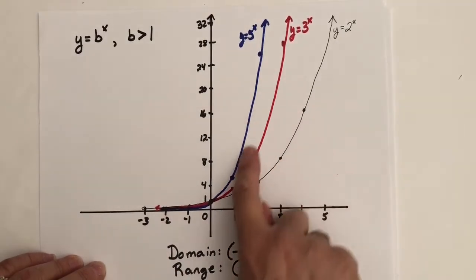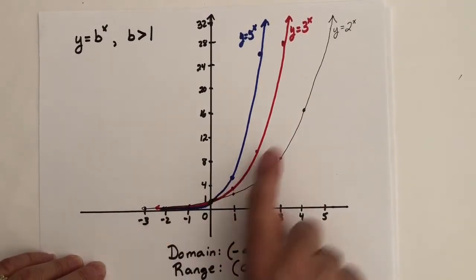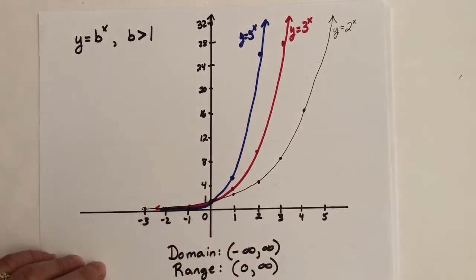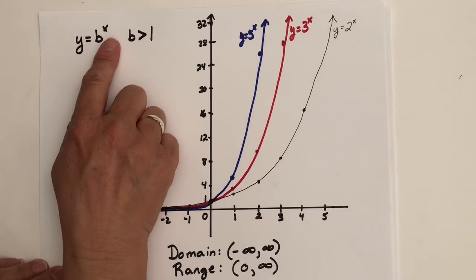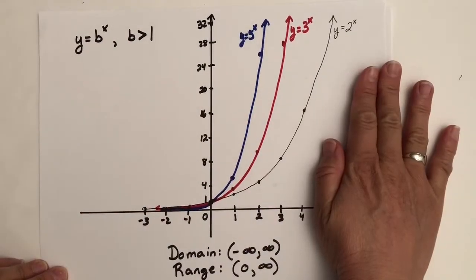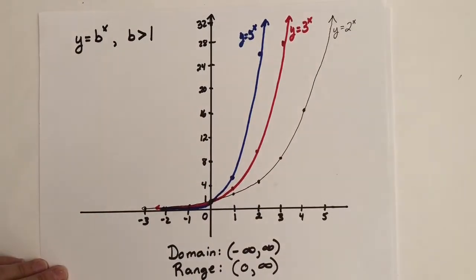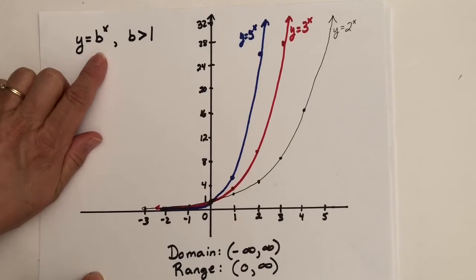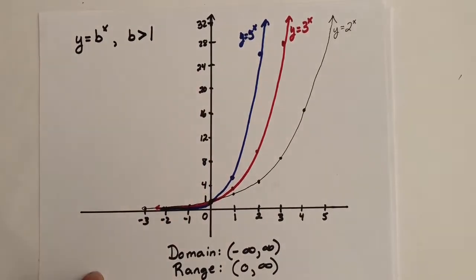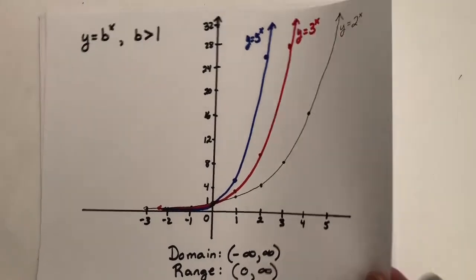The 5 to the x graph was hugging the x-axis much more quickly than the y equals 2 to the x did. So this is what I want you to keep in mind. Y equals b to the x will have this kind of a look, and we could make the base be anything greater than 1, and we can know that the graph looks like this. What if the base weren't bigger than 1?